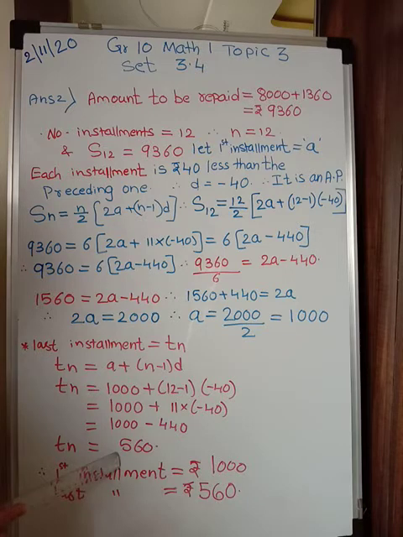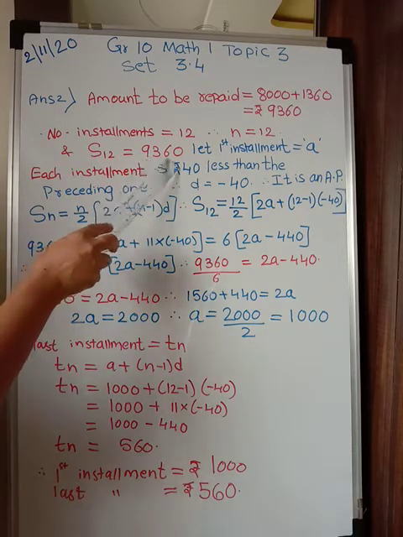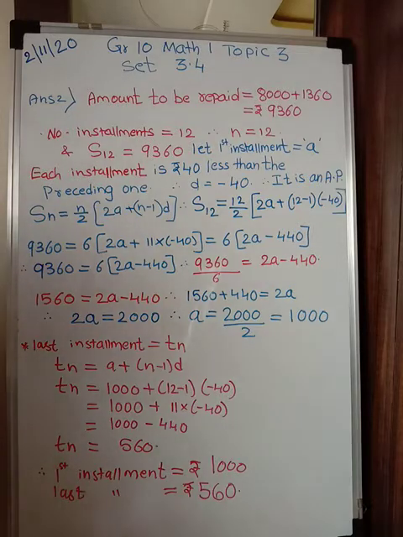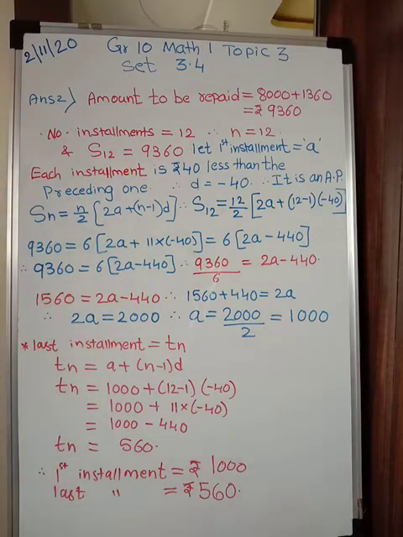Is this clear? Okay. So first installment is 1000 rupees. Each installment is decreasing by 40 rupees. Like this, last installment will be 560. And if you add up all these 12 installments, it will come out to be 9360. I hope the problem is clear. Let's go to the another question.